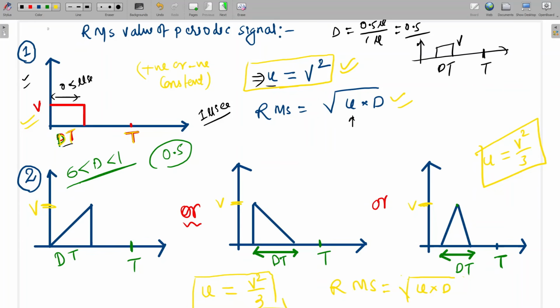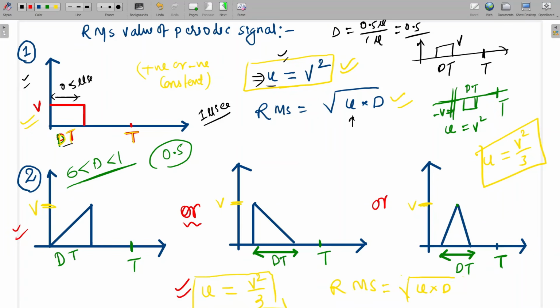One thing you should know: either this will be positive or negative. Here it is positive. If it is negative also, u will be the same because the square will be positive. Let's say the pulse is below, like this. This is D times T, this is T. What will be the u value here? Let's say this is minus V. So u will be V square and RMS will be the same. For this type of function also, if it is negative, u will be the same.